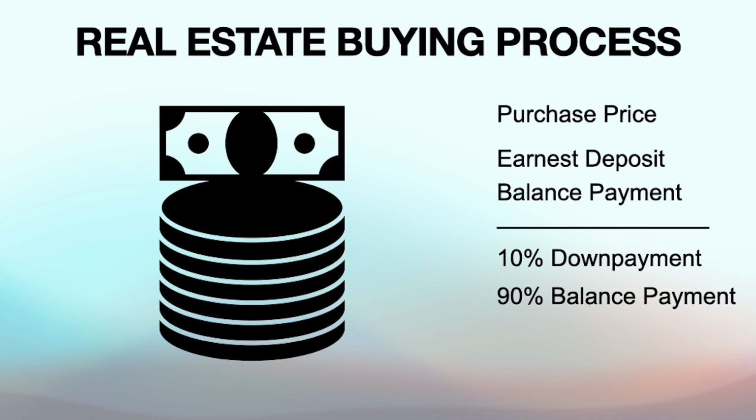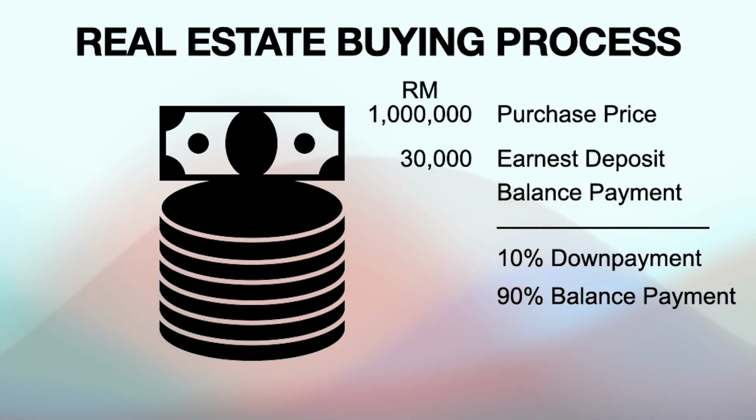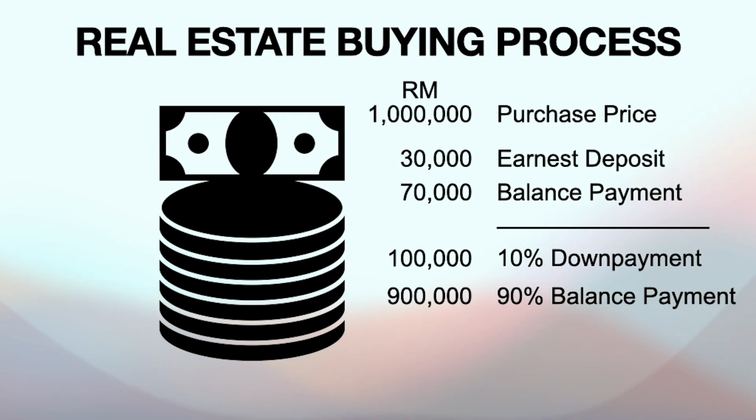So now we're going to put in the numbers. So the property purchase price is 1 million ringgit in this example, and the earnest deposit is 30,000 ringgit, and then the balance payment is 70,000 ringgit. So that makes 10% down payment, which is 100,000 ringgit, and of course 90%, which is 900,000 ringgit.